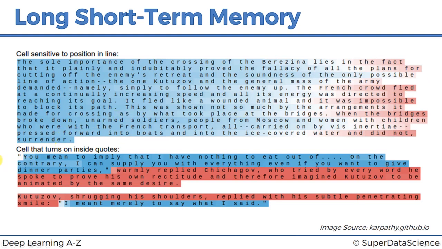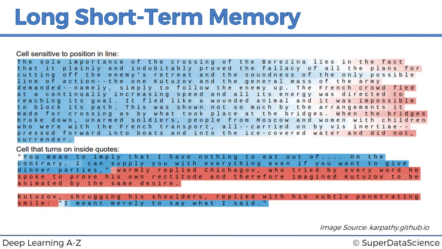Then you've got a cell that turns on inside quotes. Well, this says inside quotes. I think it's actually outside quotes, because here you see it says, "You mean to imply that I have nothing to eat out of? On the contrary, I can supply." So basically, somebody's talking and then warmly replied Shchagov, who tried by every word. So basically, this is inside the quotes, this is outside the quotes. I'm not sure if this is correct, but either way, it's activating either inside the quotes or outside the quotes. And you can see this one is keeping track of what's happening.